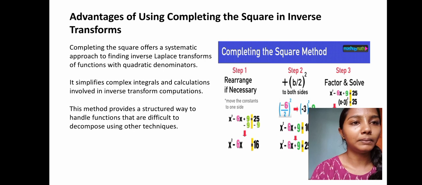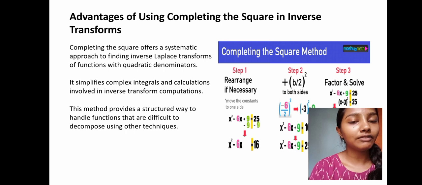Advantages of using completing the square in inverse transforms. Completing the square offers a systematic approach to finding the inverse Laplace transform of functions with quadratic denominators. It simplifies complex integrals and calculations involved in Laplace transform computations. This method provides a structured way to handle functions that are difficult to compute using other techniques.